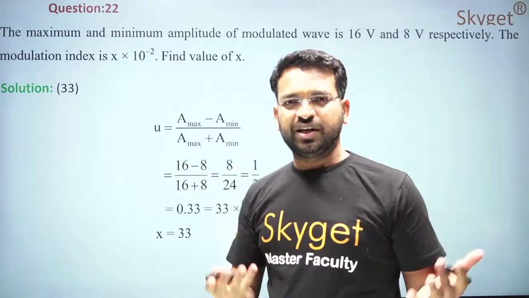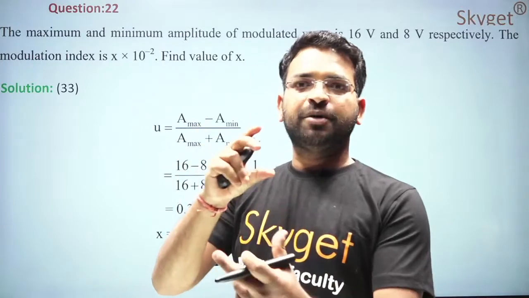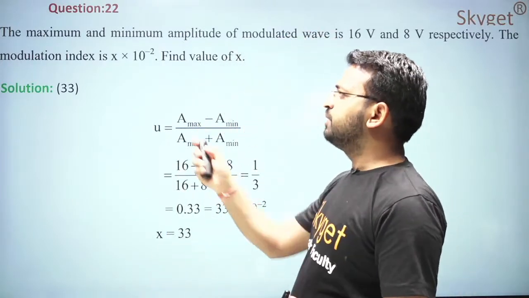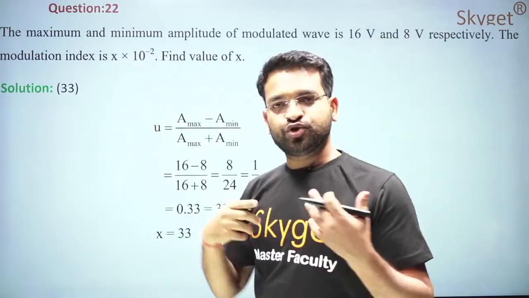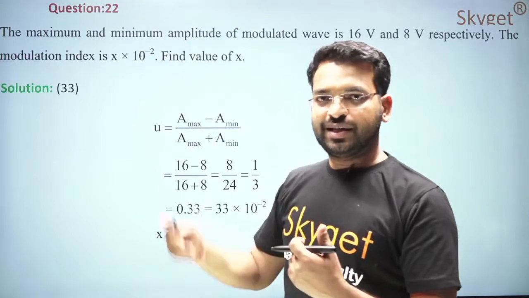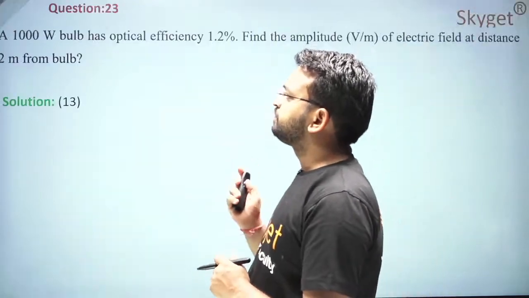So modulation index is basically the difference divided by the sum of the amplitudes. That is the modulation index. So your answer, if you multiply all these things, has to be equal to 33 times 10 to the power minus 2, and if you're getting x, that has to be 33.